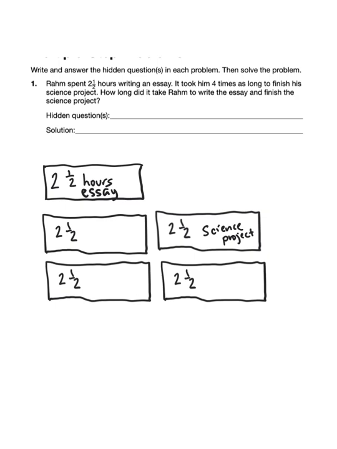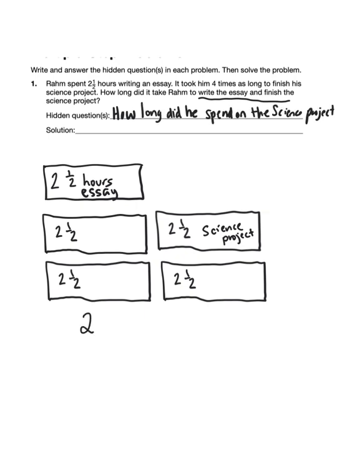And the question asks us to figure out how long did it take Ram to write the essay and finish the science project. The first thing we need to do is identify the hidden question, meaning what information do we need to figure out before we can total the amount of time that he was working on the essay and the project. So the hidden question is, of course, how long did he spend working on his science project? So we need to write that down here where it says hidden question.